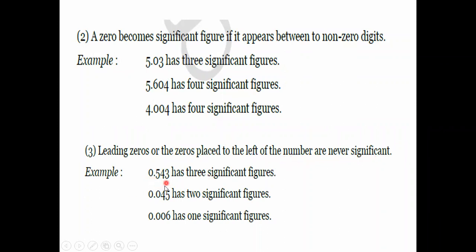Next, leading zeros, the zeros placed to the left of the number, are never significant. 0.543 has 3 significant figures. 0.045 has only 2 significant figures. 0.006 has only 1 significant figure. These zeros are before the 6, that's why it has only 1 significant figure. And in the others there are 2 and 3 significant figures like that.